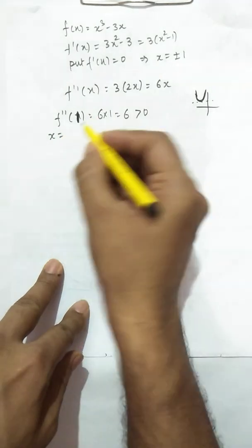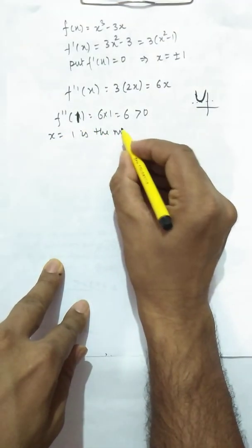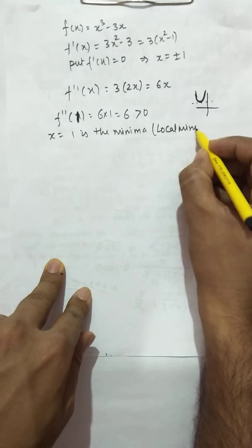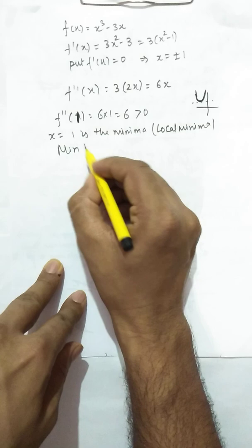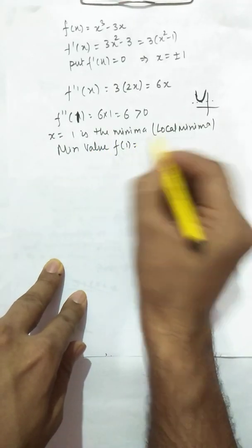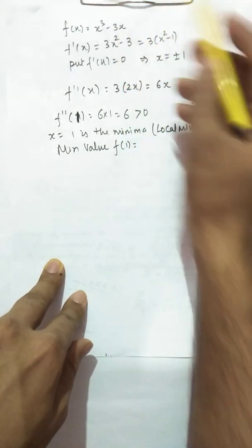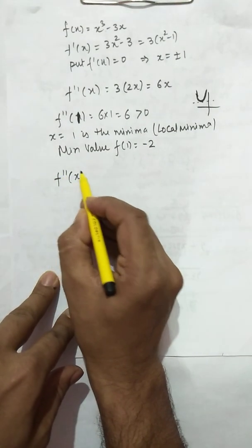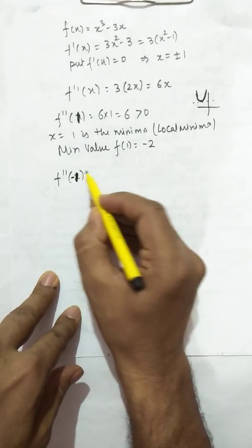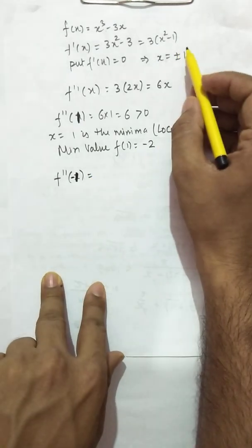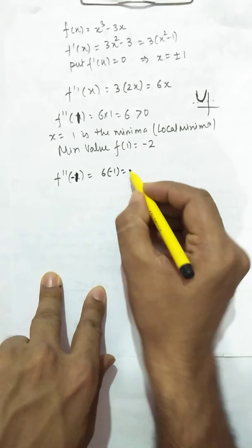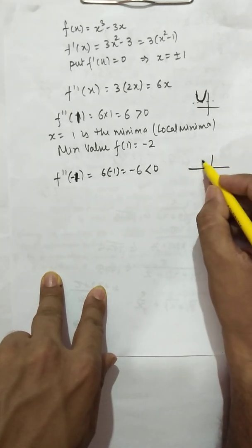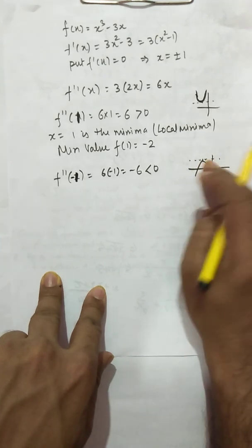If it is concave up, that means you are going to get the minimum value. So you can say that x equal to 1 is a local minima, and the minimum value of this function will be f of 1. If you substitute here, f of 1 is 1 minus 3, so this is going to be minus 2. And now we check the double derivative at x equal to minus 1. If I put x equal to minus 1, it will be 6 into minus 1, which is minus 6, less than 0. It means this graph will be concave down, and down means it will have the maximum value.